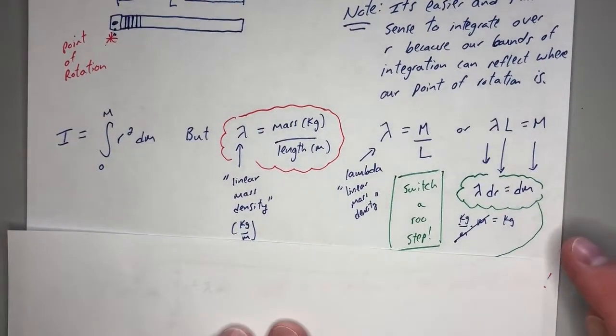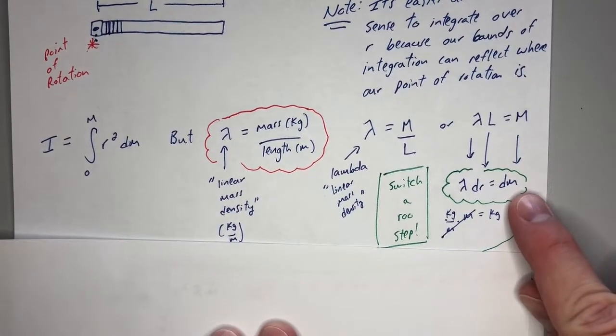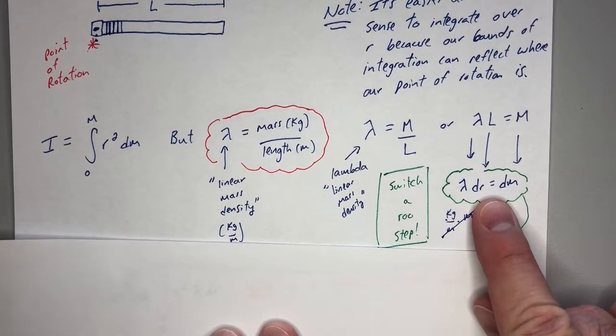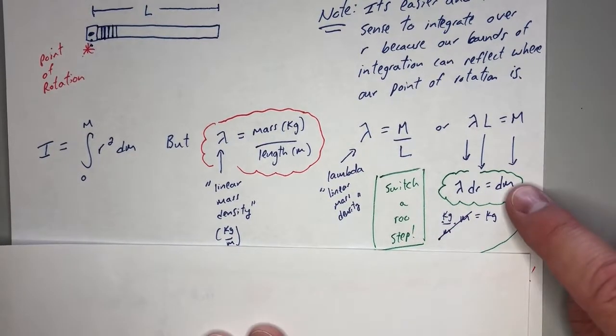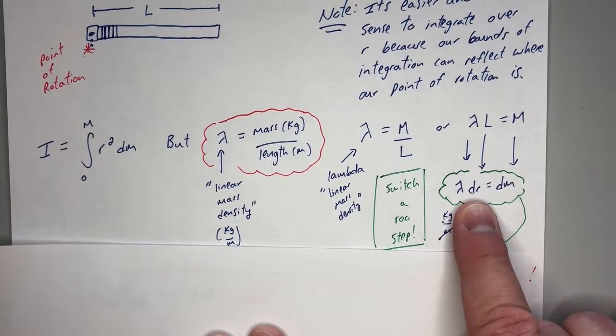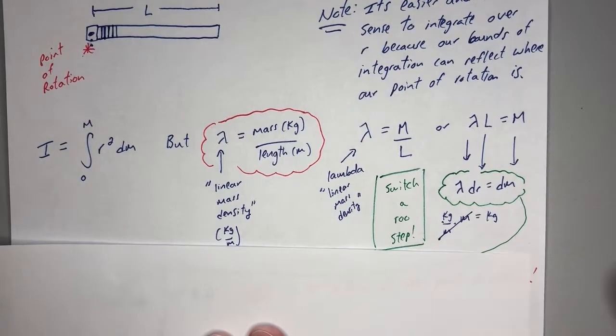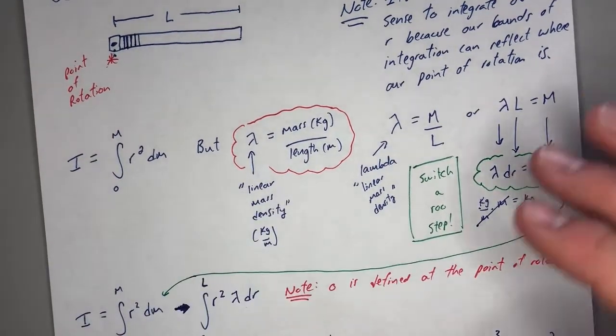And you might be like, oh, why do we care that the differential mass dm equals lambda times dr? Because that's what I call the switcheroo. Because instead of integrating over dm, we're going to integrate over dr. And we're just getting dr in terms of dm right there. Once you see it once, it'll make sense.